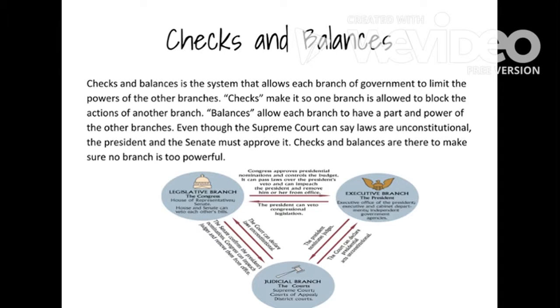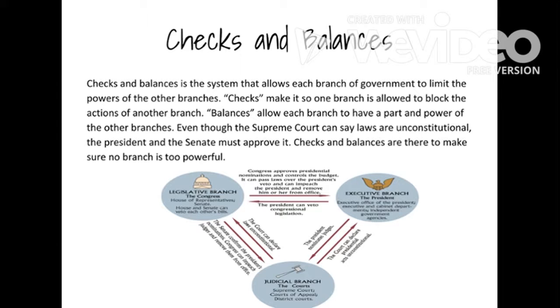Checks and balances. Checks and balances is the system that allows each branch of government to limit the powers of the other branches. Checks make it so that one branch is allowed to block the actions of another branch. Balances allow each branch to have a part and power of the other branches. Even though the Supreme Court can say laws are unconstitutional, the President and the Senate must approve it.